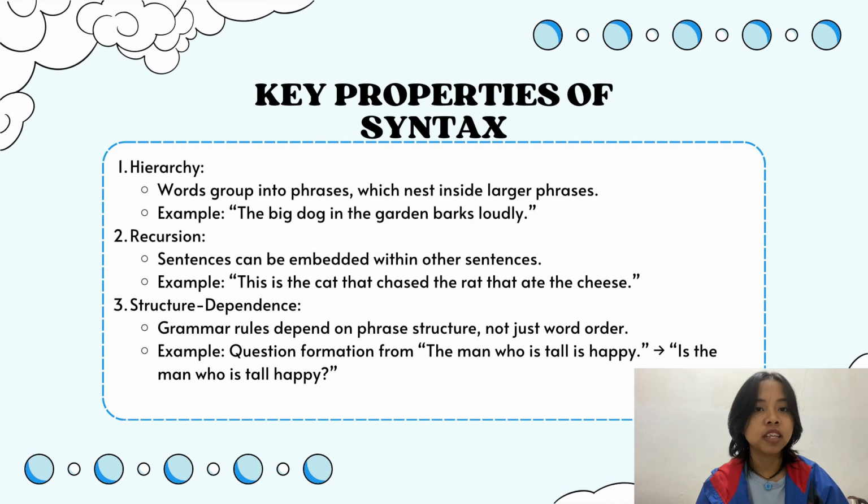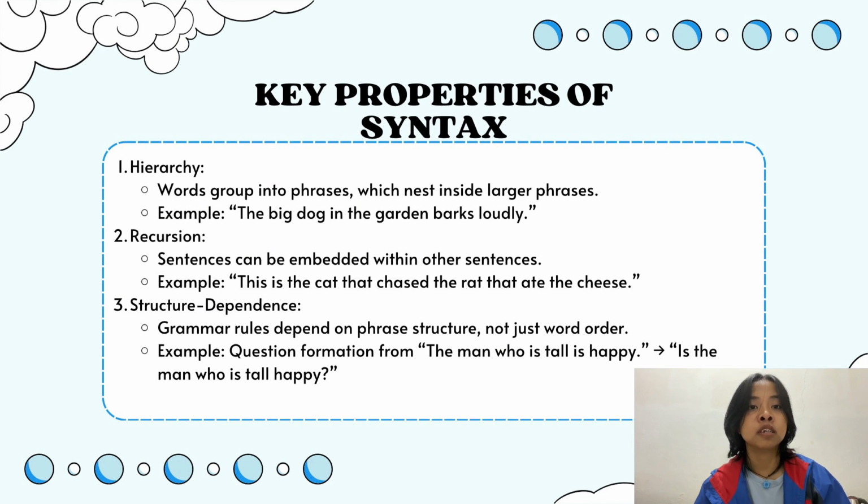The first part is "this is the cat," then we add "that kissed the rat," then we add "that ate the cheese." We can keep adding more parts. This is recursion. It helps us make long and interesting sentences.